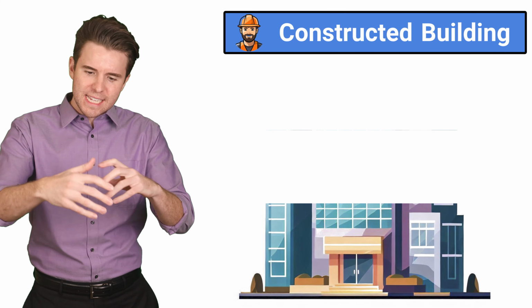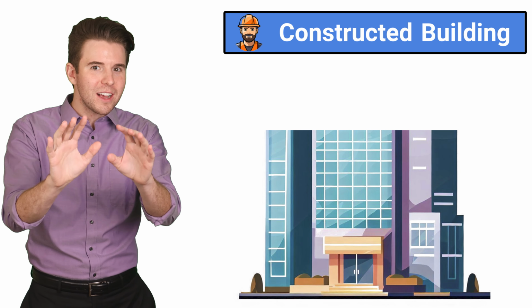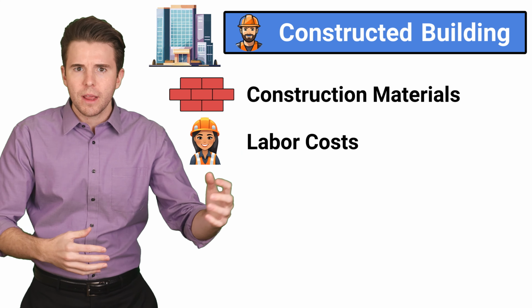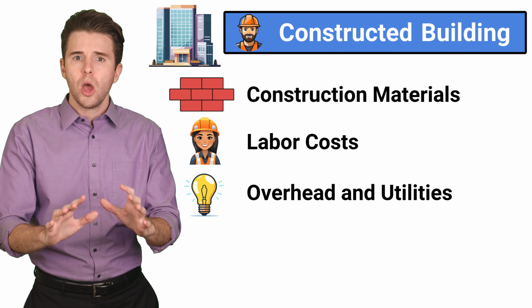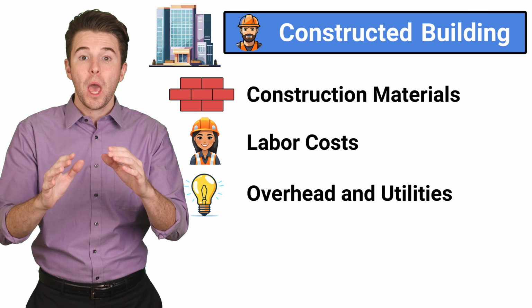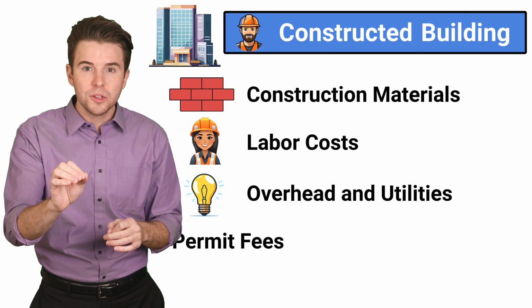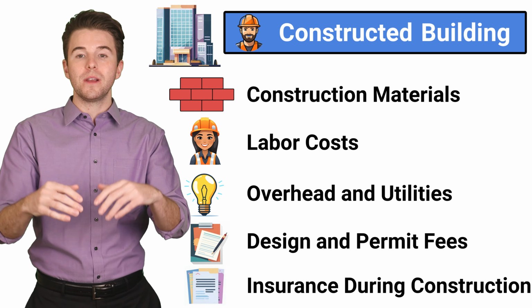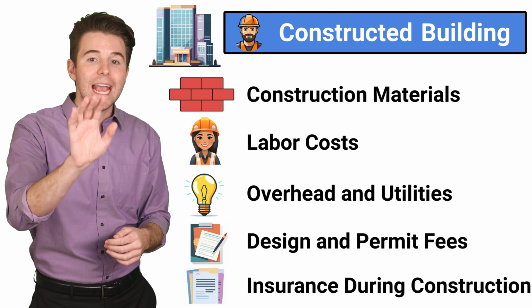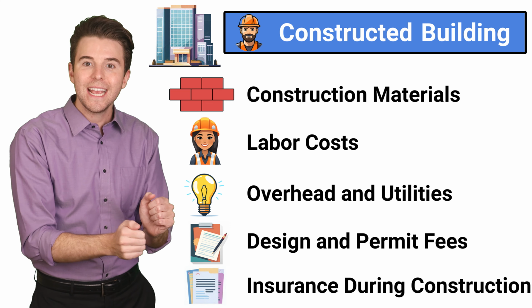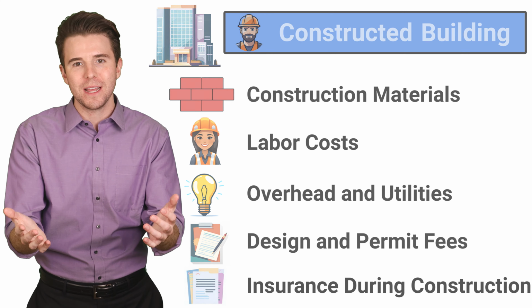Now, when a building is constructed, its costs are obviously different. They include materials, labor, and indirect overhead costs, which are things like energy costs during construction. Building costs also include design and permit costs, and insurance during construction. But insurance on the building after it is being used is recorded as an operating expense.